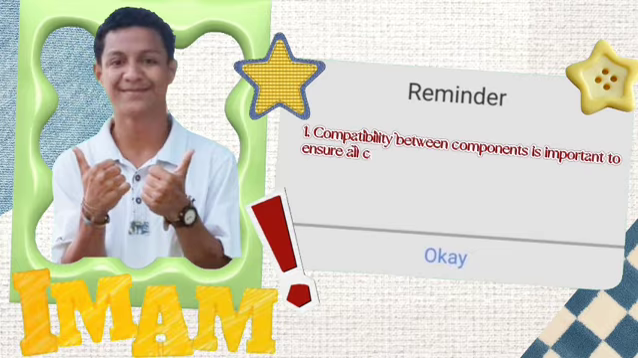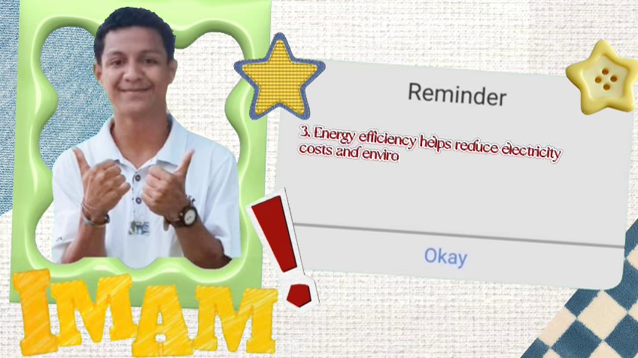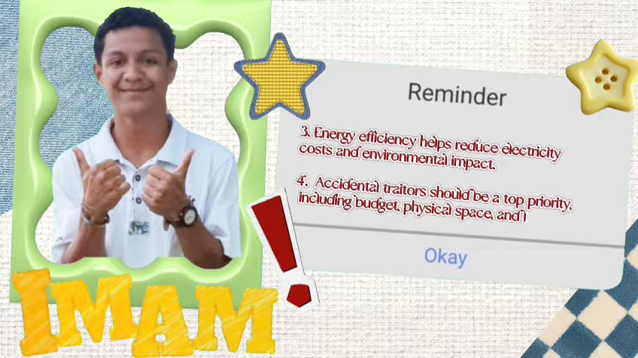One, compatibility between components is important. Ensure all components can work together seamlessly. 2. Performance must match user needs, such as for gaming, graphic design, or general work. 3. Energy efficiency helps reduce electricity costs and environmental impacts. 4. Ownership costs, including budget, physical space, and long-term needs.